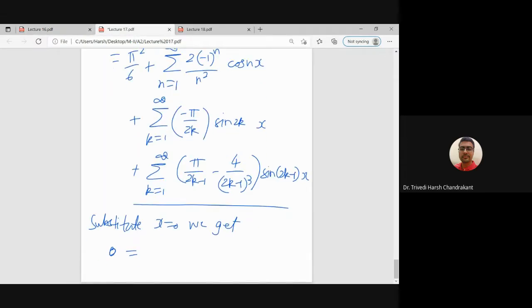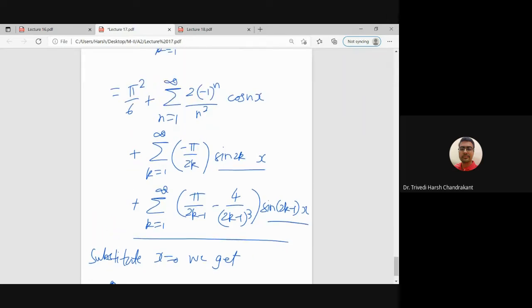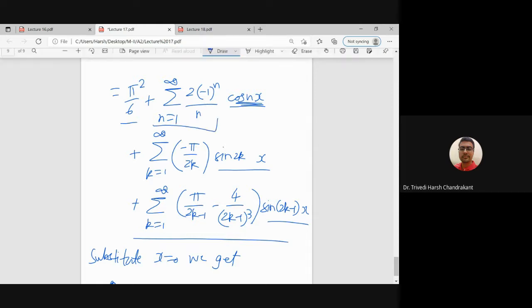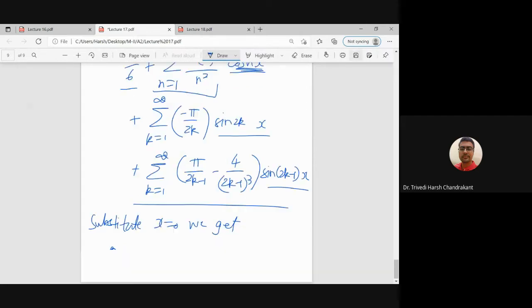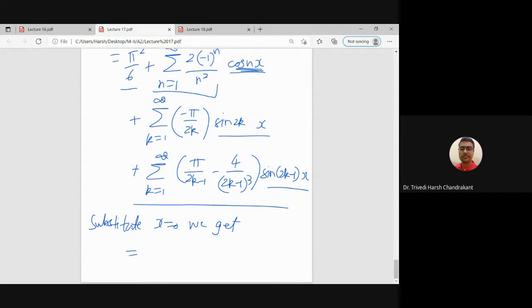So now when we substitute x equals to 0, then clearly these sine terms will be 0 when x equals to 0. Cos 0 is 1. So we get pi square by 6. Cos 0 is 1. That means only we get this part. Correct? So this is n square. So what we get is 0 is equals to pi square by 6 plus summation 2 power minus 1 power n divided by n square, 1 to infinity.